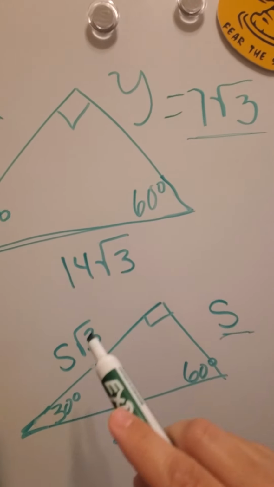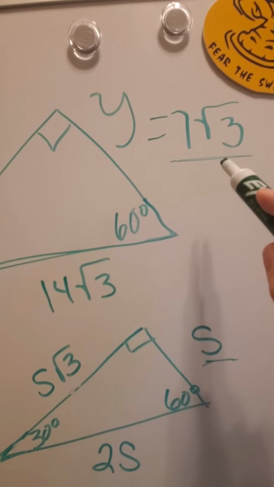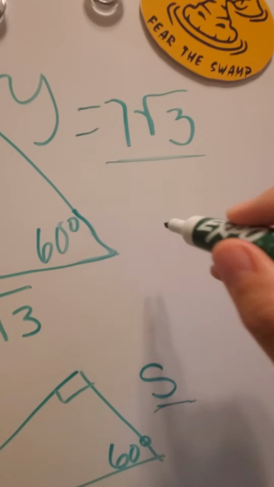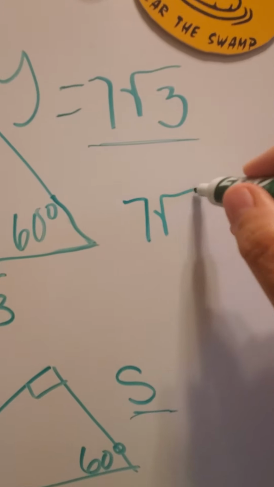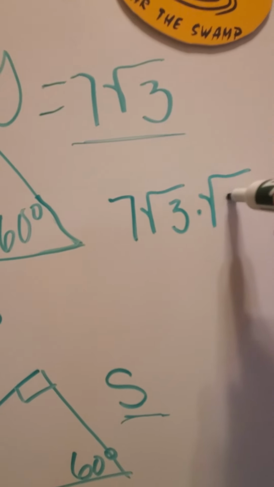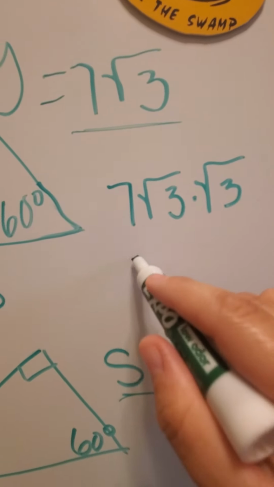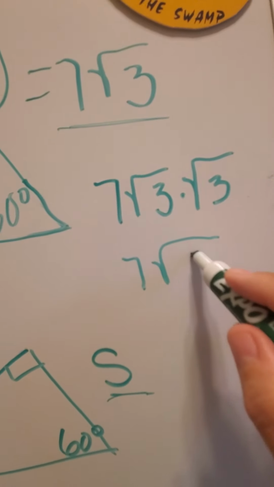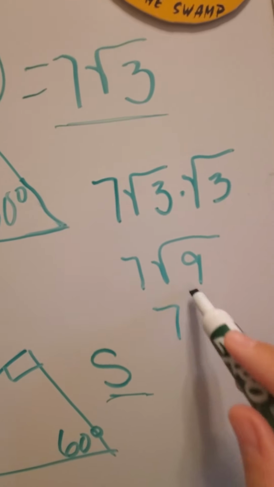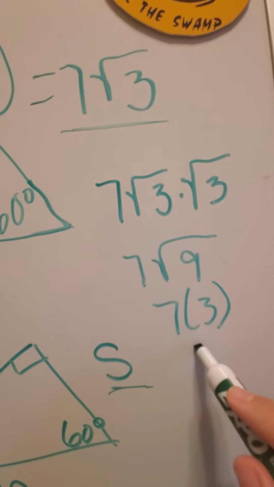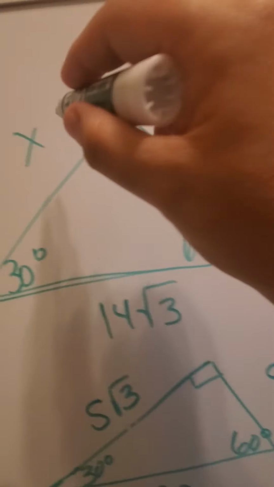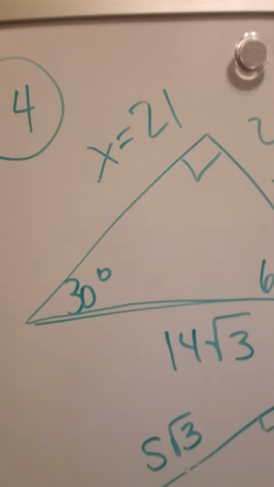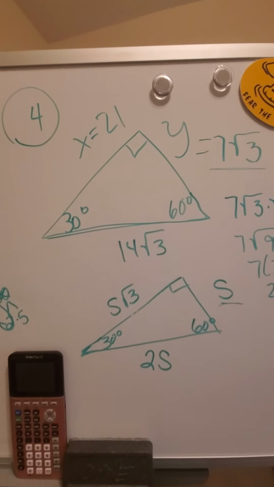Now, to get from here to here, I take this times the square root of 3. So 7 square roots of 3 times the square root of 3. Now, square root of 3 times the square root of 3 is the square root of 9, and the square root of 9 is 3. So 7 times 3 is 21. So then x is 21. That's basically what you're doing on that section.